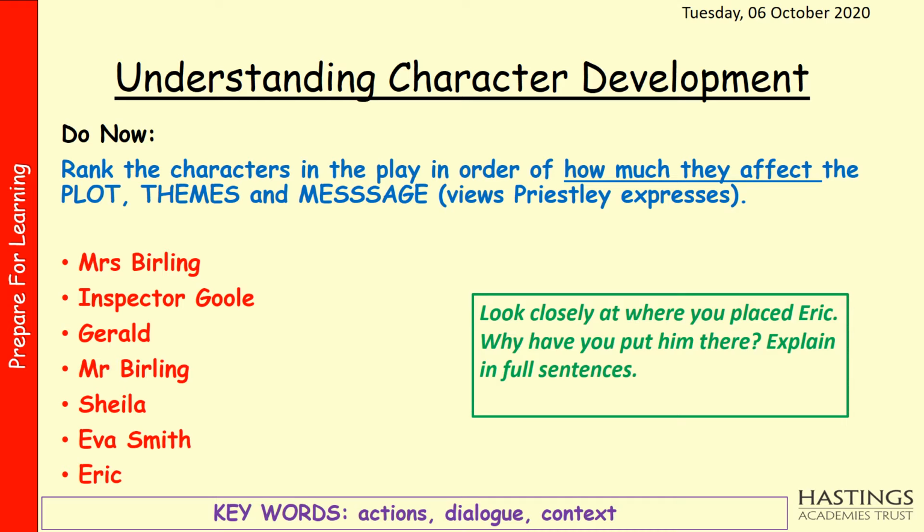So what I want you to do now is to have a look at the list of the characters here and rank them in order of how much effect they have on the plot, themes, and the message. So Priestley's message for the play. So we've got Mrs. Birling, we've got the Inspector Goole, Gerald, Mr. Birling, Sheila, Eva Smith, and Eric. Put them in order of how much effect you think they've had.